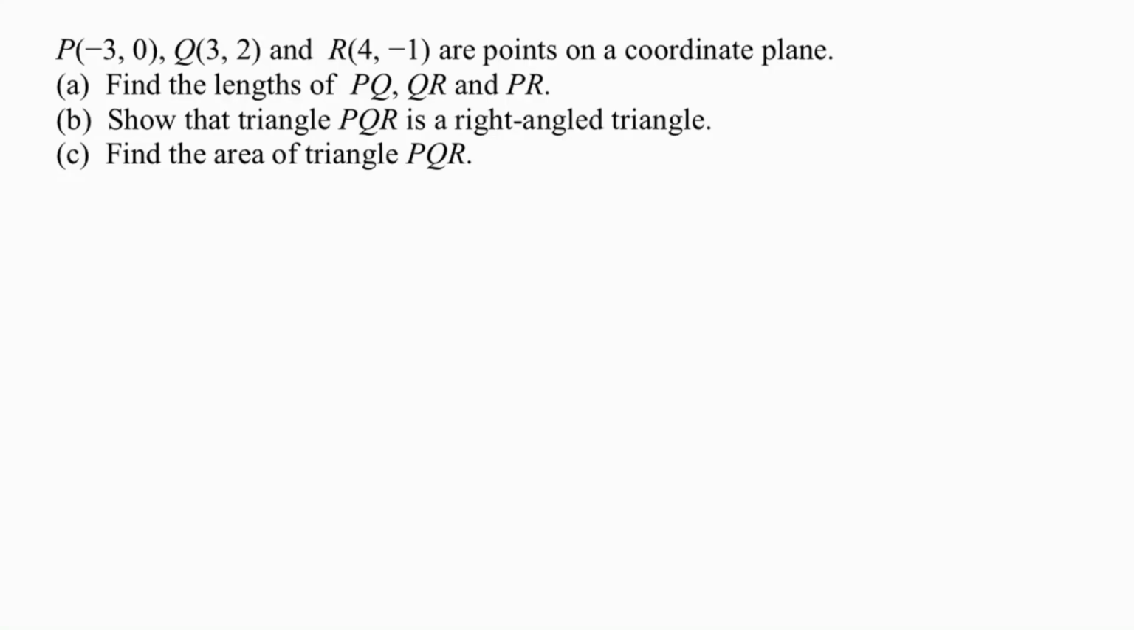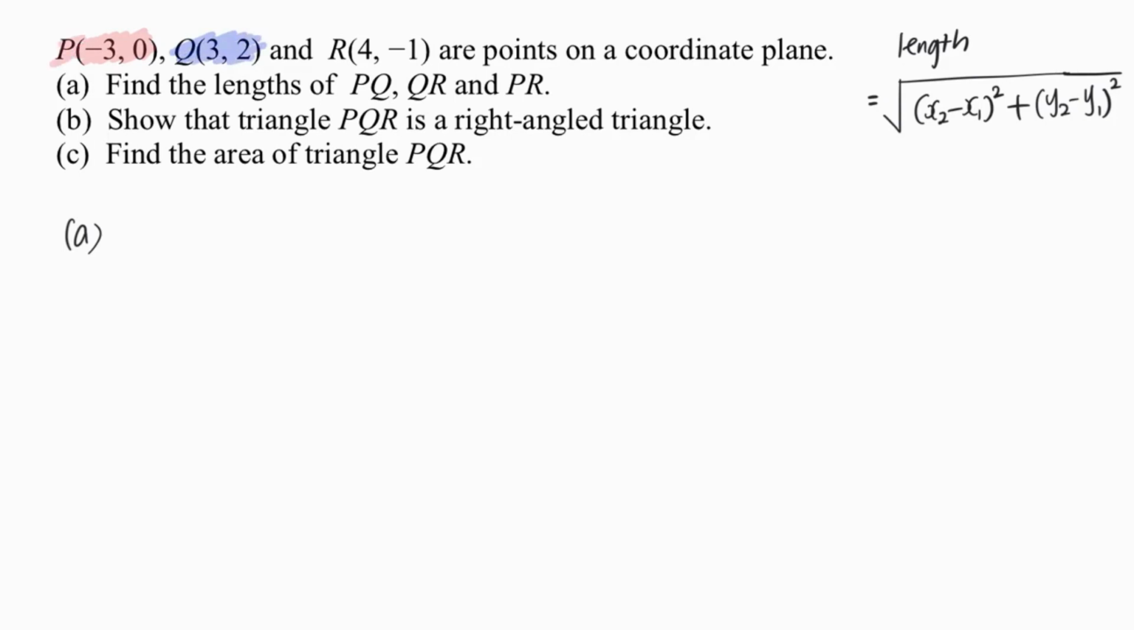Hello everyone, welcome to this example where we are required to first, for part A, find the length of the 3 lines given the coordinates. So I'm going to make use of the formula which I'm going to write out here. The length is equal to the square root of (x2 minus x1) squared plus (y2 minus y1) squared. Okay, so for part A, I usually like to color code them to make it easier for me to see.